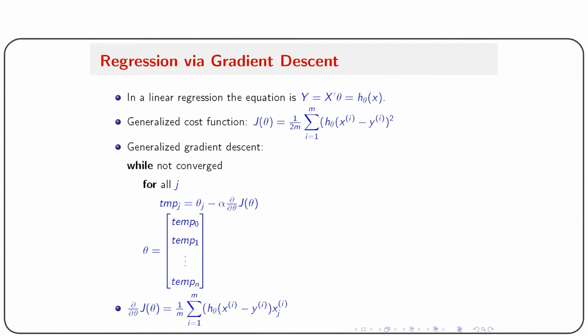And the generalized gradient descent algorithm would be: while not converged, for j, temp j equals theta j minus alpha dJ theta by del theta j, and then theta equals temp 0, temp 1 up to temp n. And del J theta by del theta j equals 1 by m, sum i equals 1 to m, of (h theta x i minus y i) into x j i. So this is the basic algorithm when you are using the gradient descent method to get the estimate of a simple linear regression.